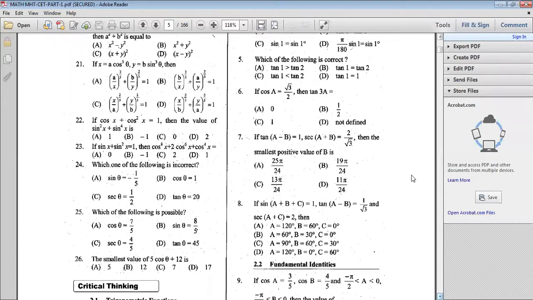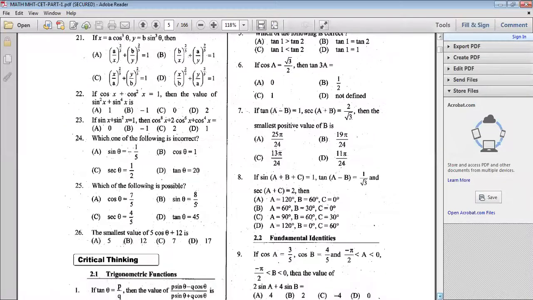Okay. Next. Look at the 25th problem. Which of the following is possible? Cos theta is equal to 7 by 5, is this possible? Good. D option is correct. Cos theta is equal to 7 by 5, that is more than 1. Cos never gives a value which is more than 1. That's why the first option is not correct.